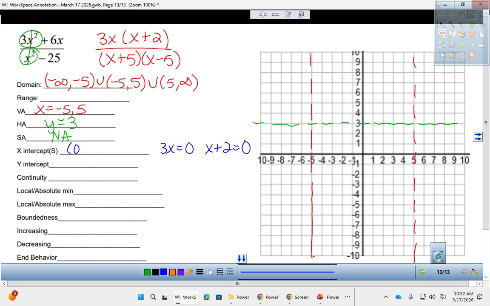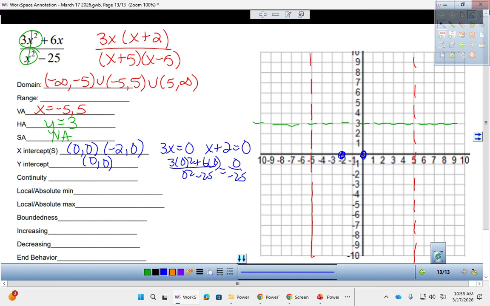My intercepts are going to be at the zeros, and at -2. So something's happening in there. My y-intercept, I'm plugging 0 in. 3 times 0 squared plus 6 times 0 over 0 squared minus 25. 0 over -25 is giving me another 0, which I've already plotted.